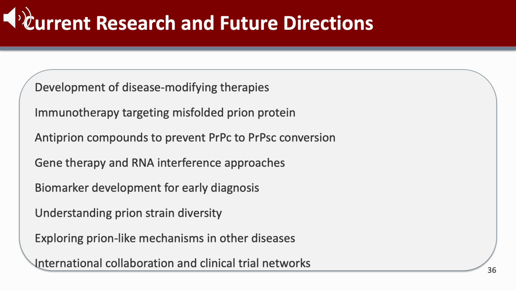Improved biomarkers for early diagnosis are being developed, which could allow for earlier intervention. A better understanding of prion strain diversity and how different strains produce different clinical phenotypes is ongoing. The recognition of prion-like mechanisms in other neurodegenerative diseases is opening new avenues for research. International collaboration and clinical trial networks are facilitating research and improving the chances of developing effective treatments.